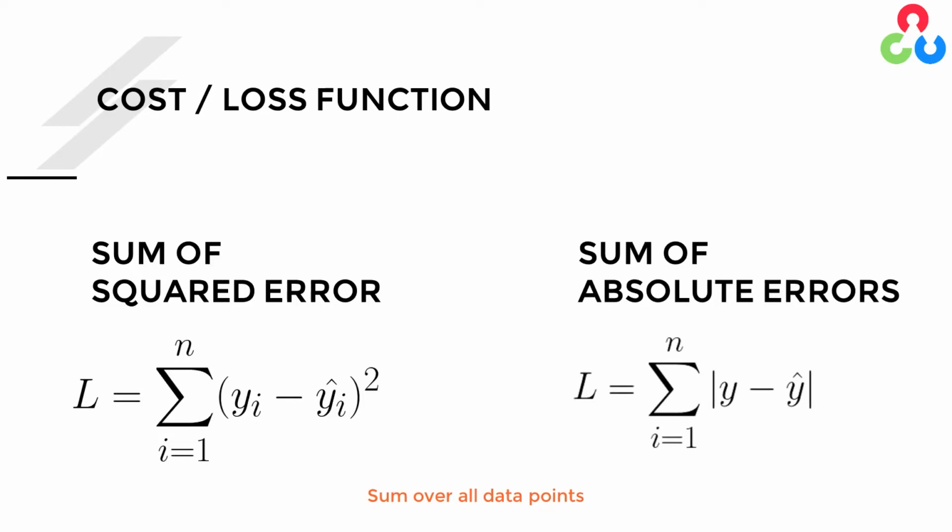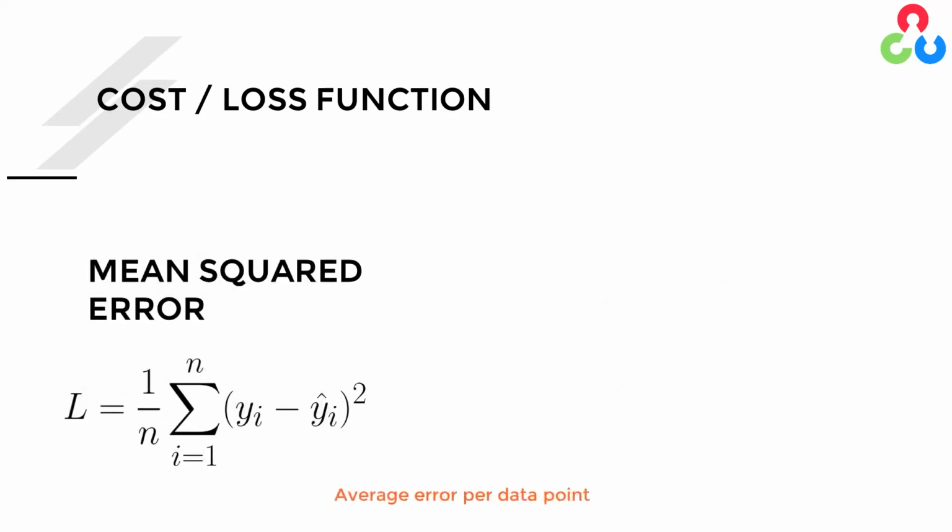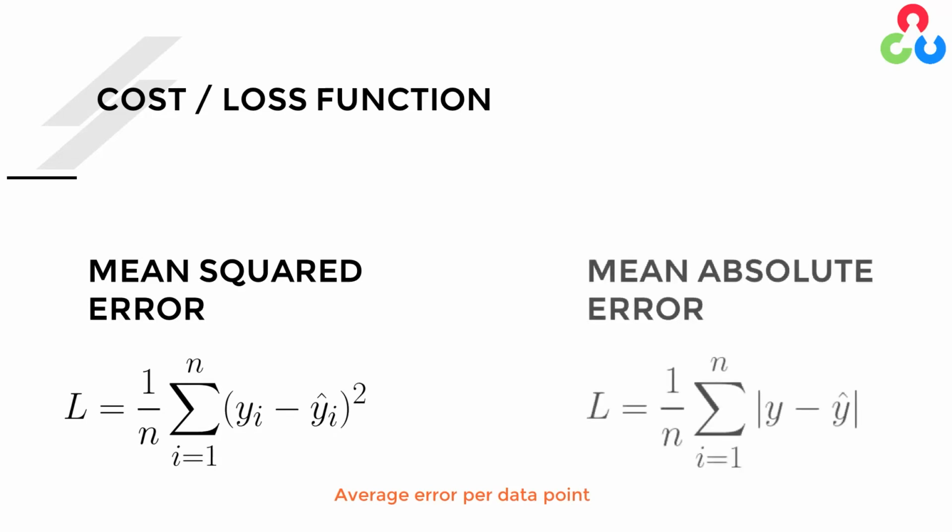We don't want this quantity that we are minimizing to depend on the size of the database. So we can divide the sum by the total number of data points. This gives us mean squared error or MSE. And when we are using absolute values, it gives us mean absolute error or MAE. These are two loss functions that are very common for regression problems.